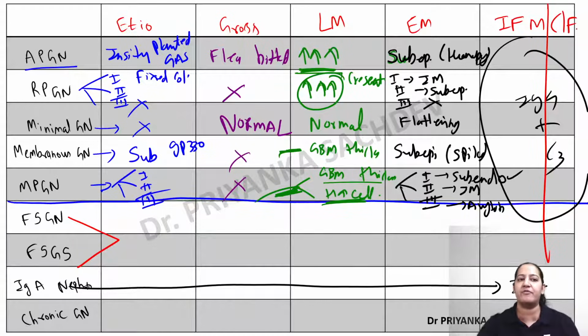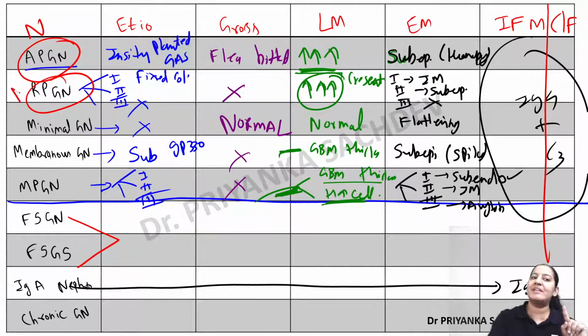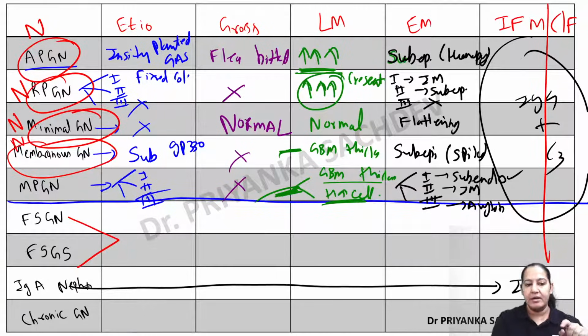Which is nephritic and which is nephrotic. In APGN, it is nephritic. In RPGN also, it is nephritic. In minimal change, it is nephrotic. Here in membranous, it is also nephrotic. And in MPGN, it can be nephritic, it can be nephrotic. So you have to learn which of them are nephritic and which are nephrotic.